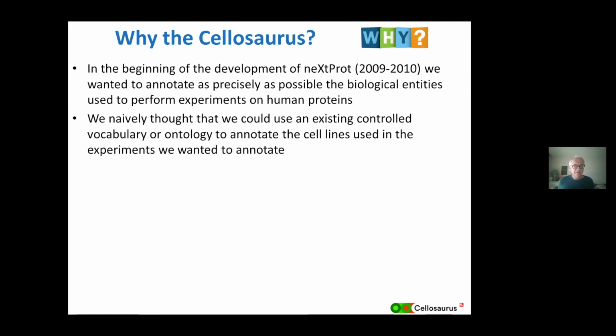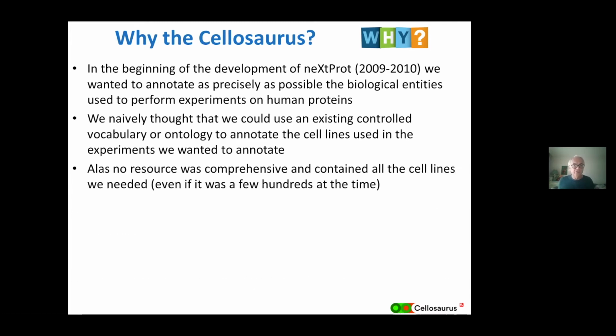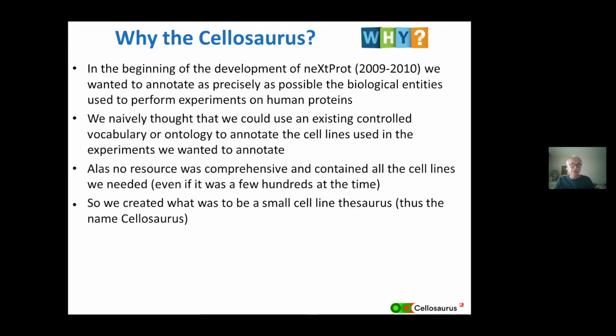So naively, we thought that we could use an existing controlled vocabulary or ontology to annotate the cell lines. We looked, and we couldn't find anything we could use because there were resources, but none of them contained all the cell lines we needed. And at that time, it was not a lot. We needed information about, I think, less than 200 cell lines. But even so, this was a very small number compared to what the world of cell lines is, and you will see this later. We could not find a resource which had all of the cell lines we wanted to point to.